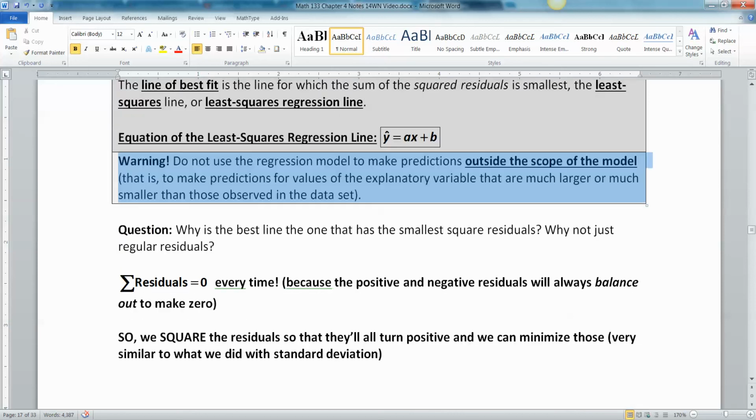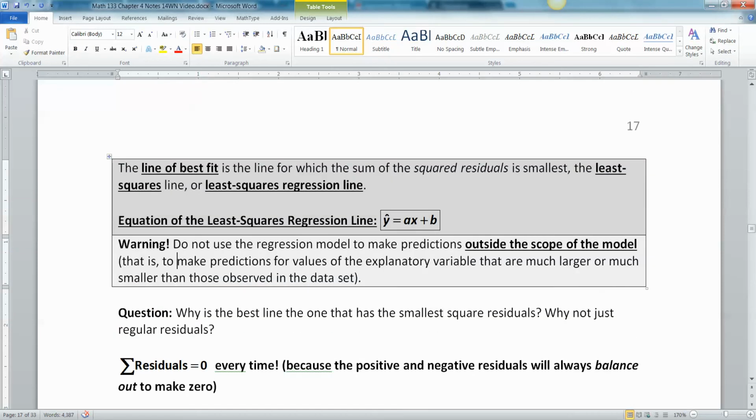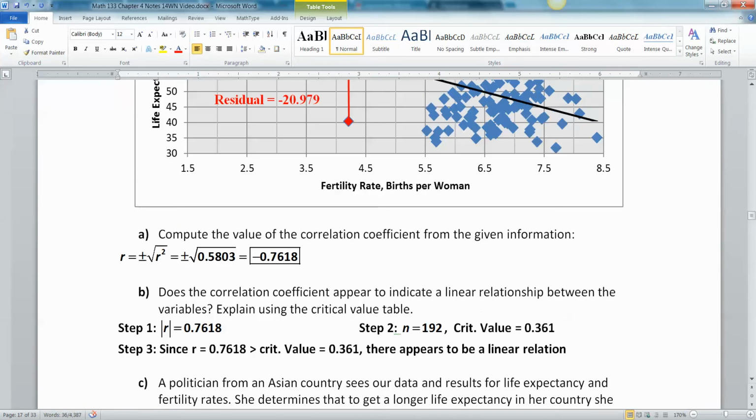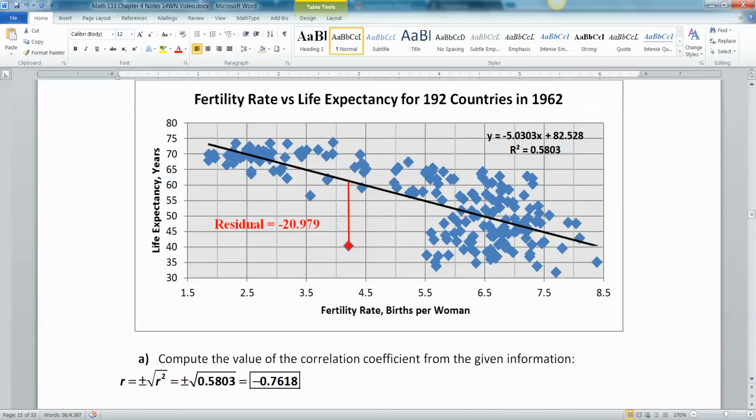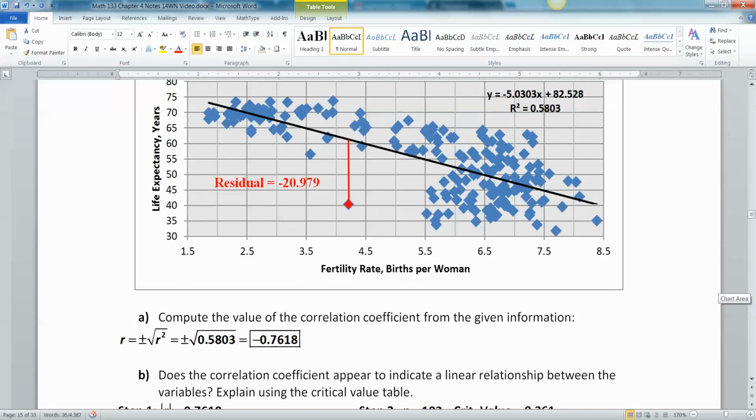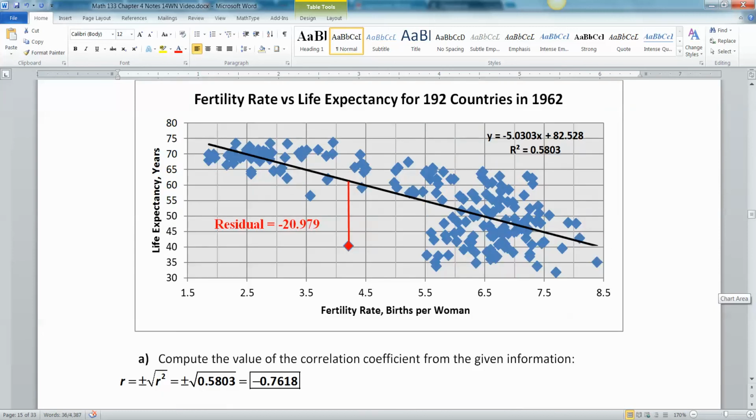Now, one other thing to keep in mind is that we use regression models. They're a very, very powerful tool, but you don't want to go too far away from your actual data, right? For example, we have everywhere from about 1.6 kids per woman to about 8.3 kids per woman. So you wouldn't want to use this model to make a judgment about what a country is going to be like with 12 kids per woman, because you don't have any data out there, right? You don't want to go too far past your actual data. That would be called being outside the scope of the model.